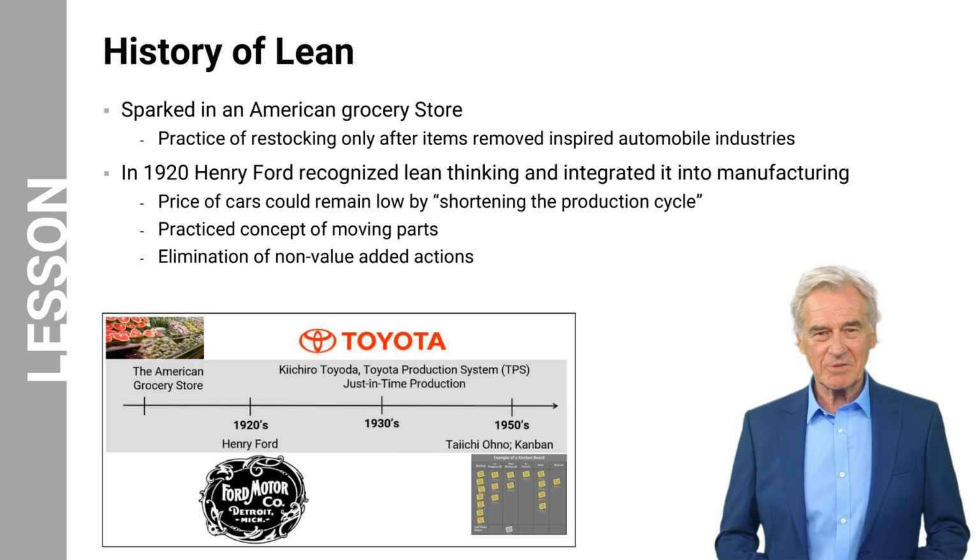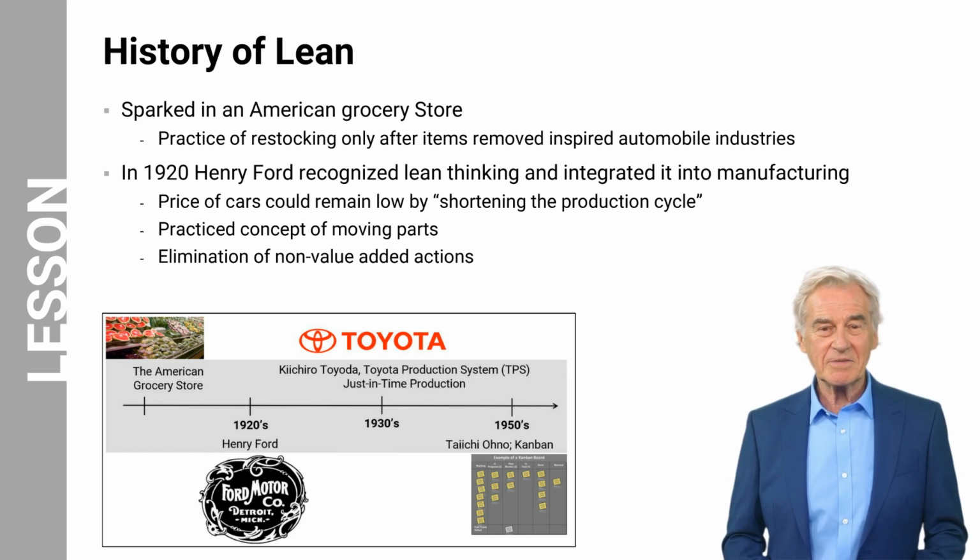Although Ford's production method differed greatly from the lean methods used today, he identified and implemented a few factors that make up modern lean practices. Ford suggested that the price of cars could remain low by shortening the production cycle. Ford also practiced the concept of moving parts through an assembly based on the sequence of the process and believed in eliminating non-value added actions.